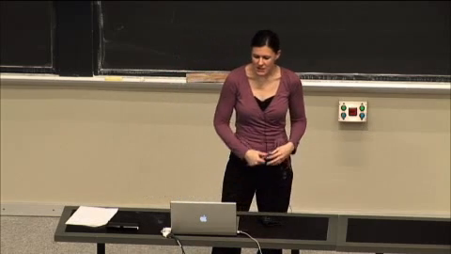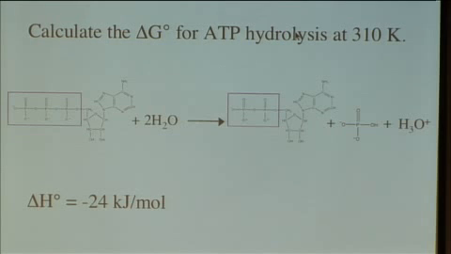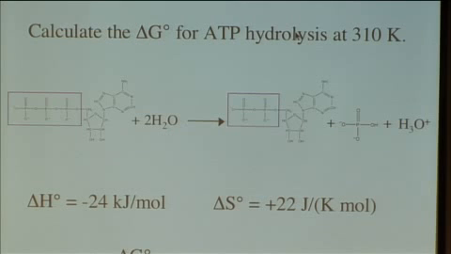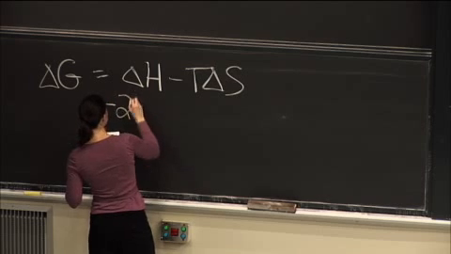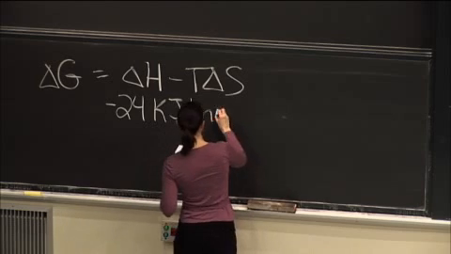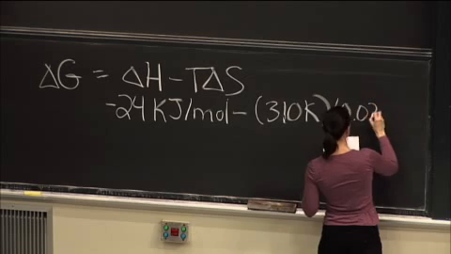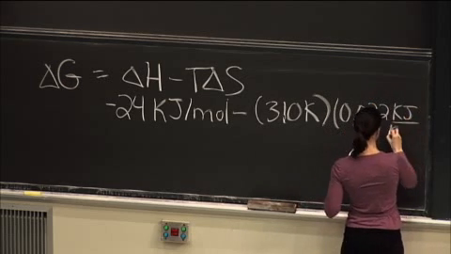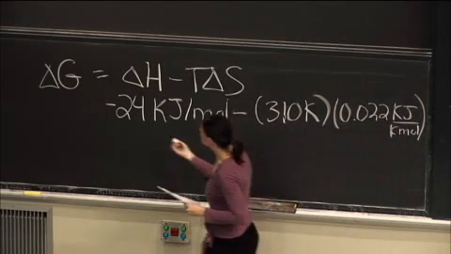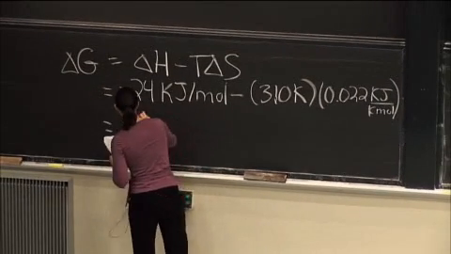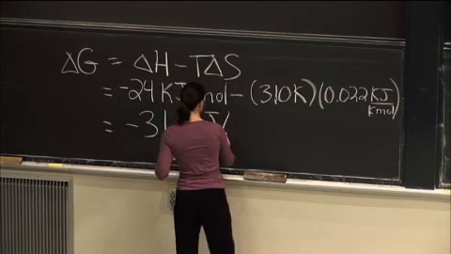So I'll tell you that the delta H of this reaction is negative 24 kilojoules per mole. This is what we actually calculated in class on Friday. And that the delta S is plus 22 joules per K per mole. So we can go ahead and calculate what this delta G is here. The delta G of this overall reaction is just going to be, of course, delta H minus T delta S. And our delta H is minus 24 kilojoules per mole, and we'll subtract 310 Kelvin times 0.022 kilojoules over K mole. So if we do this, what we end up getting is a delta G of negative 31 kilojoules per mole of ATP.